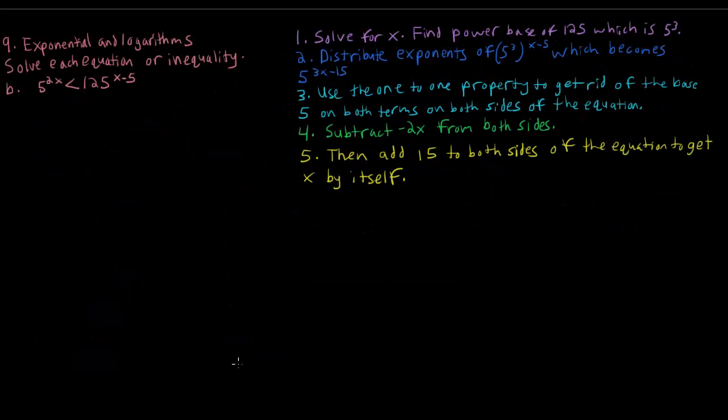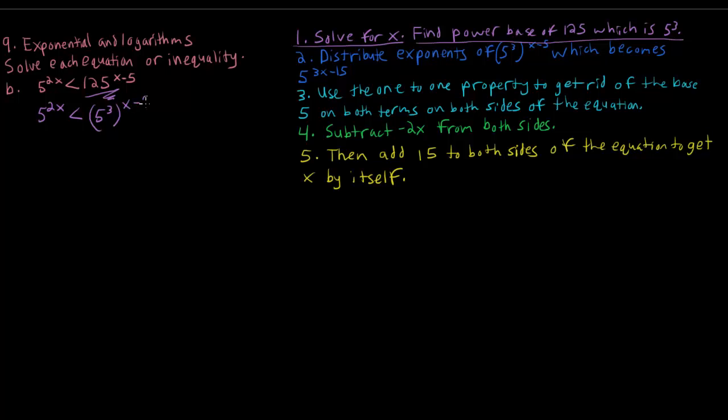Number 9b. Exponentials and logarithms. Solve each equation or inequality. 5 raised to the 2x power is less than 125 raised to the x minus 5th power. For this equation, we're going to be solving for x, and we need to find the power base of 125, which is 5 cubed. So we have 5 raised to the 2x power. 125, the power base, ends up being 5 cubed in parentheses raised to x minus 5.